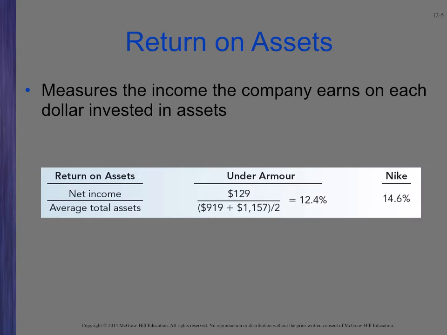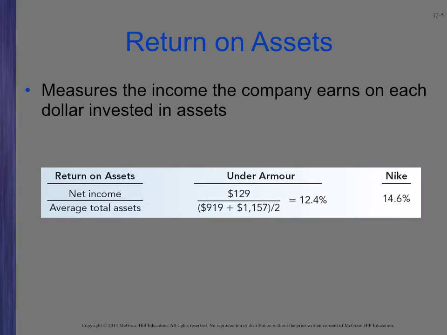This illustration again provides the calculation of return on assets for Under Armour and a comparison to Nike. As you can see, Nike has a higher ratio on return on assets than Under Armour. Under Armour earned a return on assets of 12.4%, which is lower than Nike's return on assets of 14.6%.